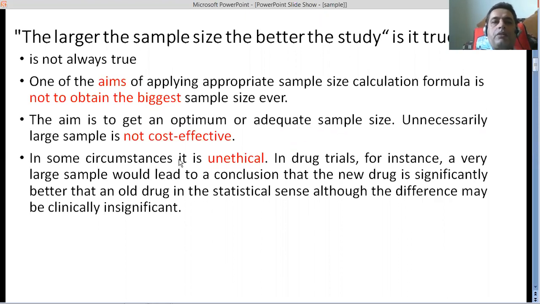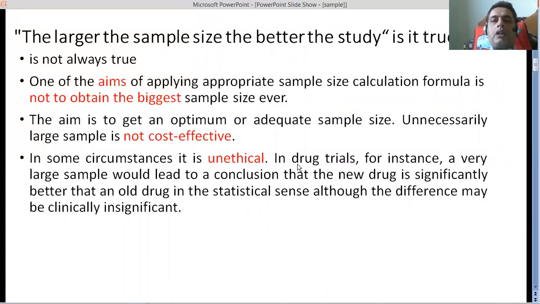Unnecessarily large sample size is not cost effective, or it would cost you more. So the job of a researcher is to minimize the cost of studies. Every researcher would tend to do that. So that's why it's not desirable just to go for a bigger sample size. In some circumstances, it is unethical to go for a larger sample size.